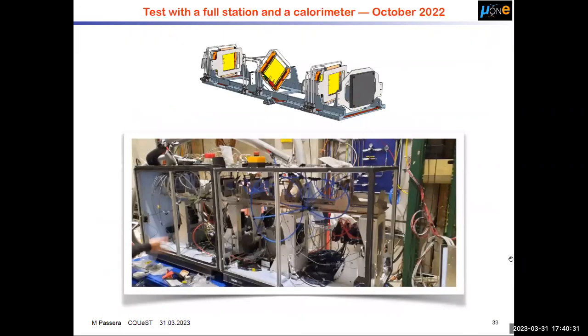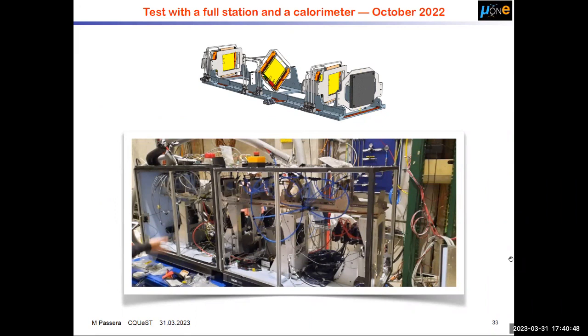Let me just show you a prototype in October of a station. You see, this is the target, these are the sensors. You see them 1, 2, and 3. The sensors, and the beam will go like this.